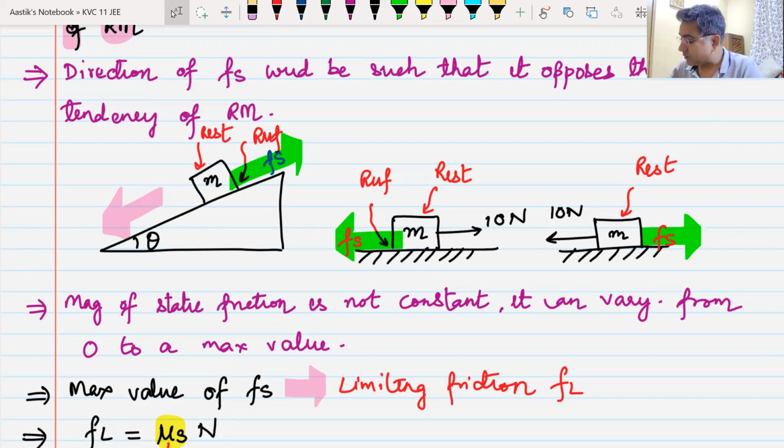Let us call this problem, problem number A. Now in problem number A, what is the value of static friction? It should not take rocket science for us to understand it. Static friction is smart. We have to be as smart as static friction. S for static, S for smart. Mu S into MG. Static friction is smarter than us.